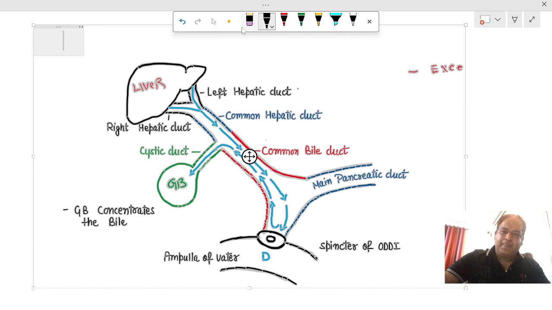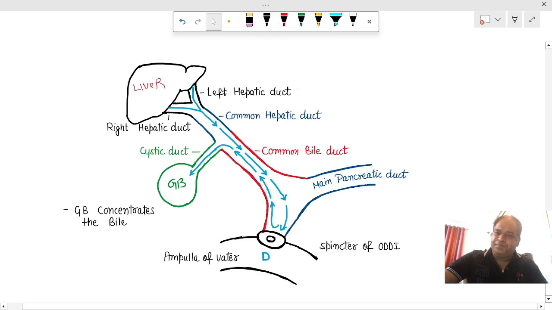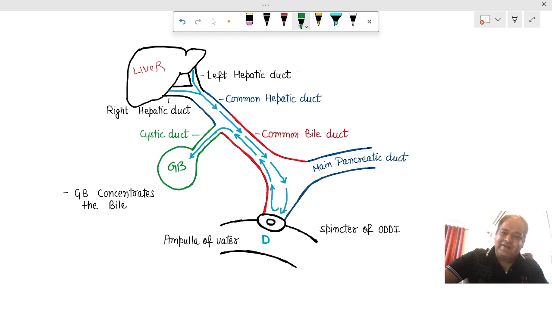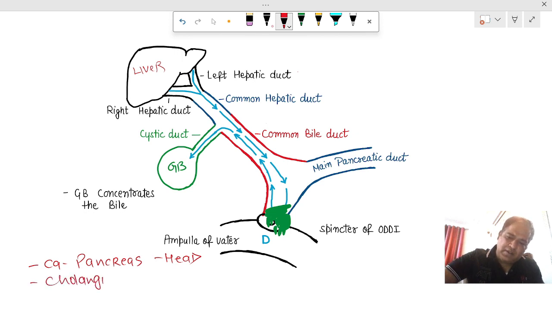Now let's say, buddies, we read about another scenario. Let's say there is a malignancy around the ampulla of Vater. This malignancy could be carcinoma of the head of pancreas, or this could be cholangiocarcinoma. Okay. Now this cancer is blocking the flow of bile. So there will be jaundice.